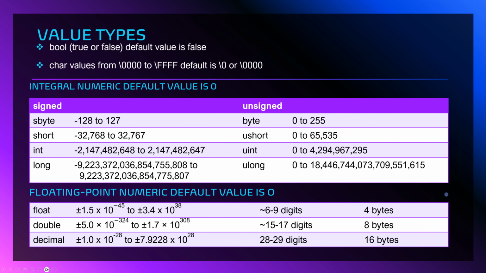This is what we're going to cover in this video. Value types are made up of bools, chars, integral numerics, and floating point numerics. A char, or character, is any alpha or numeric or special character on your keyboard. A bool's default is false. The char's default is \0. Integral numerics' defaults are 0, and floating point numerics' defaults are 0.